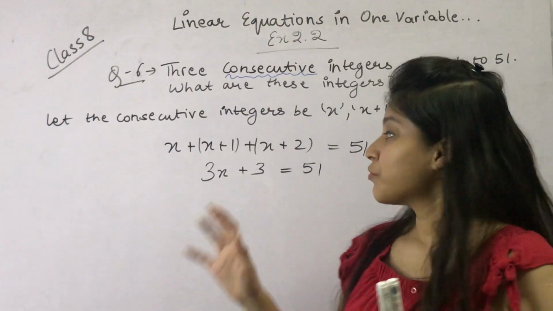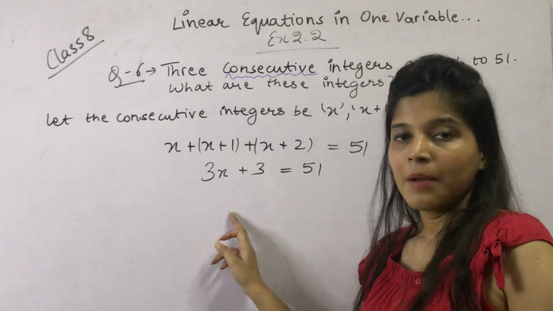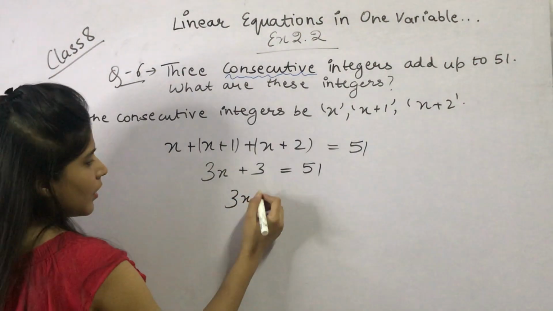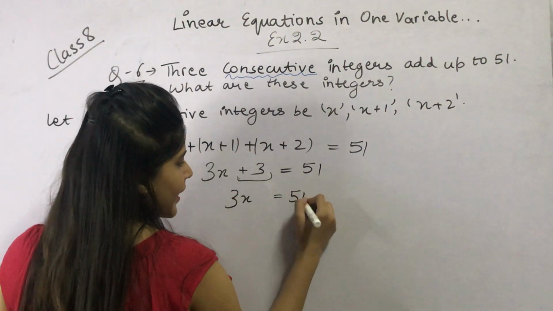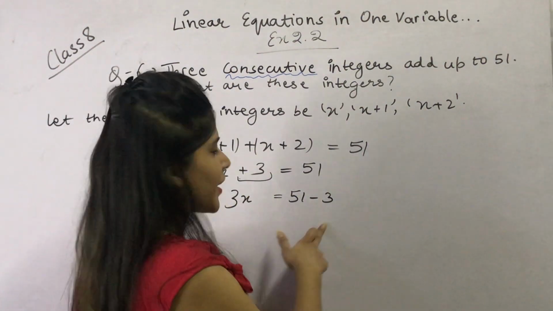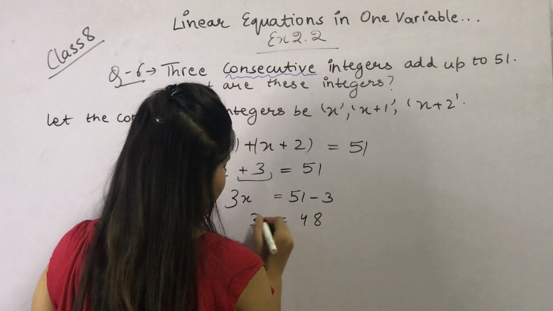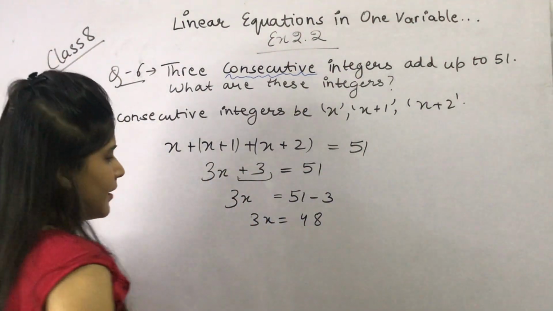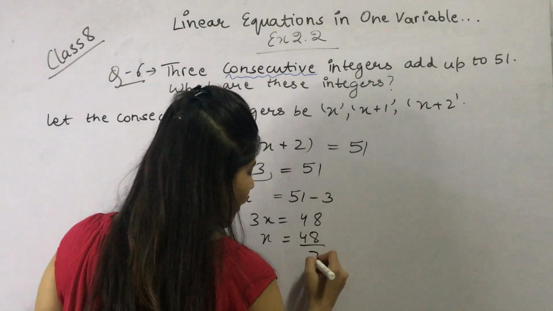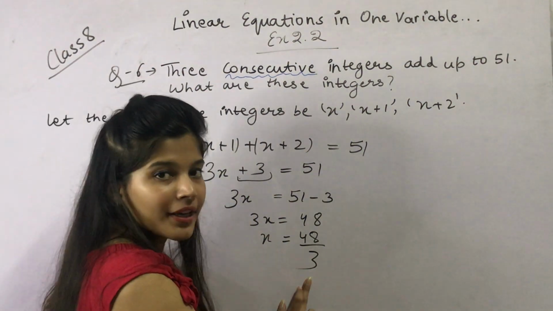Now we have to find the value of x, and for that we have to transpose both the 3s. But first we will transpose the constant term. It is positive here, so it will be negative on the RHS. Going from the LHS to the RHS, plus 3 becomes minus 3. 51 minus 3 is 48. So 3x equals 48. The value of x will come out to be 48 upon 3. Why? Because 3 was in multiplication here, so on going there, 3 will be in division.